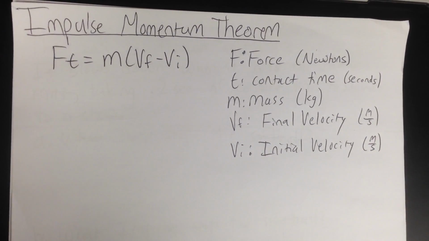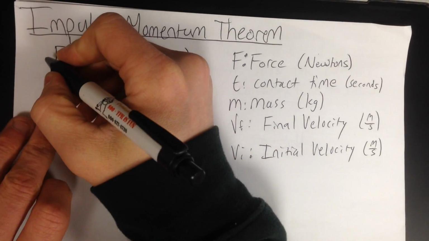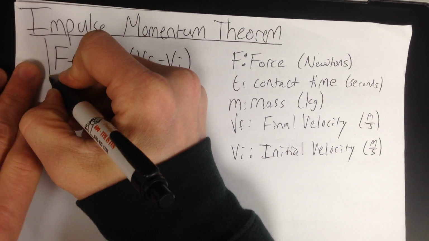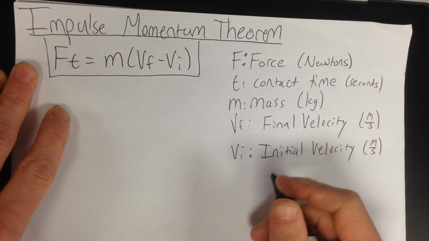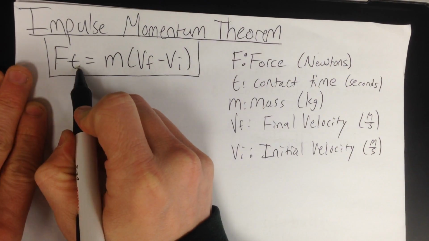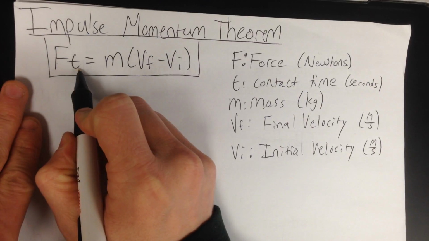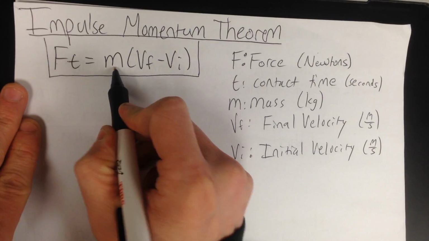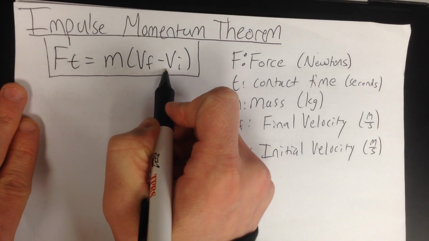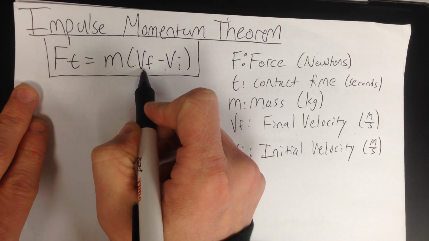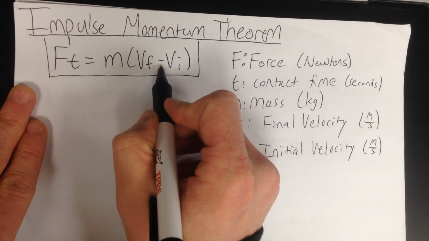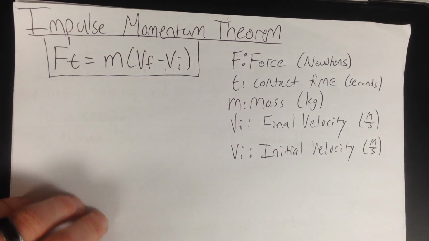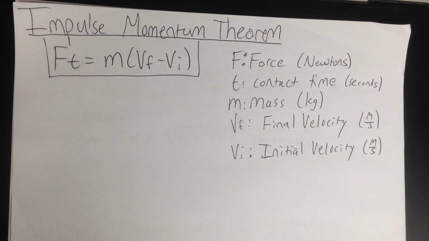Alright guys, here's your notes on the impulse momentum theorem. On the left side of the page I wrote the equation that is the impulse momentum theorem. It's just one line. Ft is on the left side of the equal sign, that's force times time, equals on the right side of the equal sign, mass times these two variables in parentheses, that is final velocity, Vf, minus initial velocity, Vi.